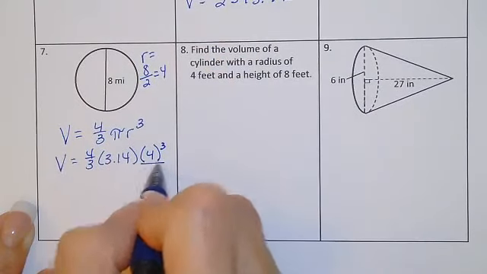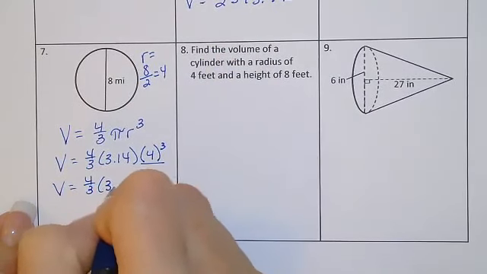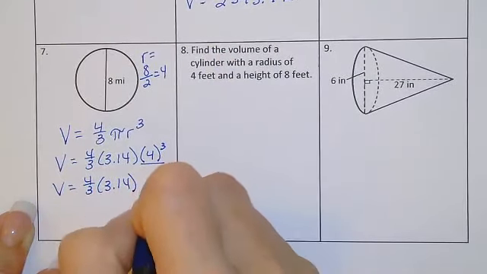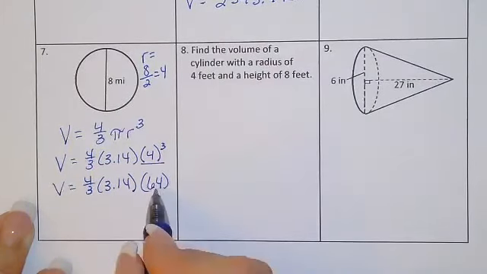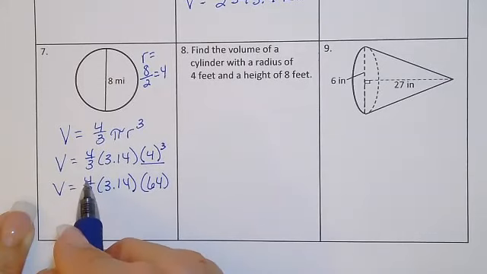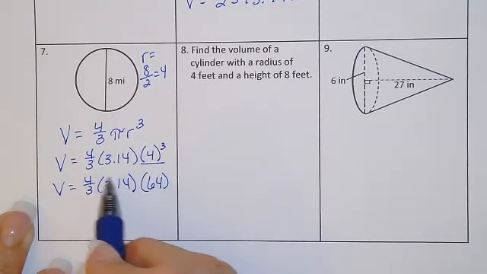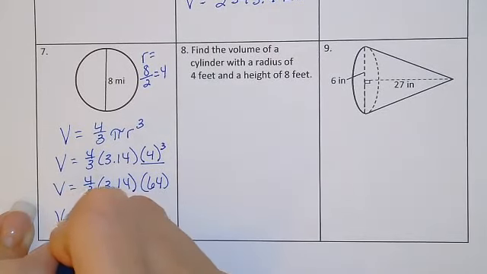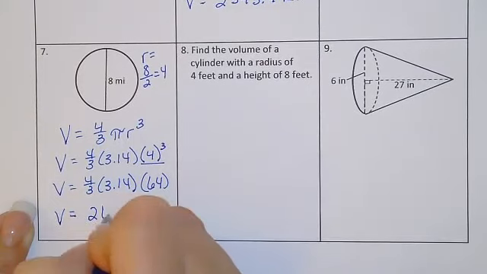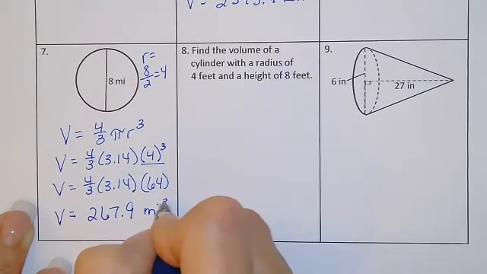Okay, so now we're going to find what 4 cubed is. Four times 4 is 16, times 4 is 64. Okay, again, we can either do 4 divided by 3 and then multiply times these, or we can multiply these 3 and then divide by 3. Either way, we get 267.9 miles cubed.